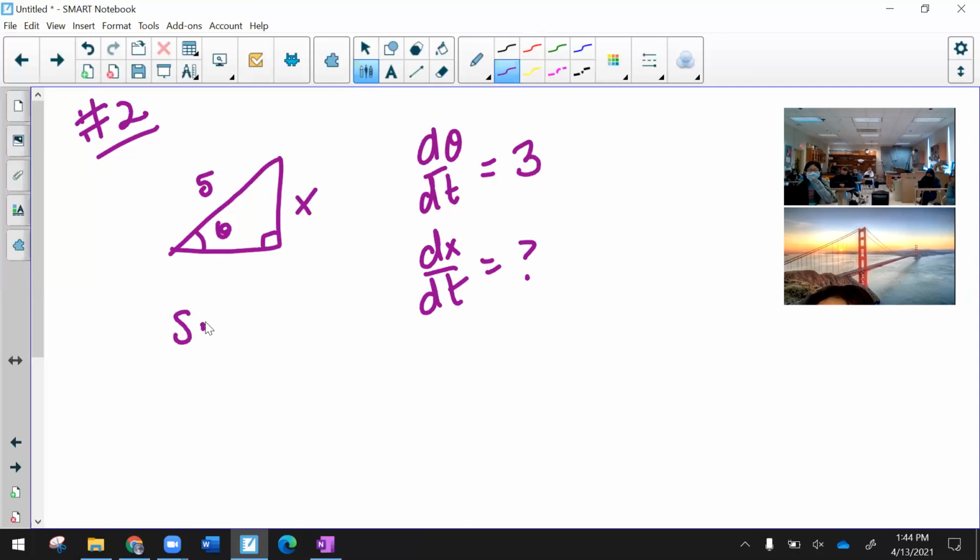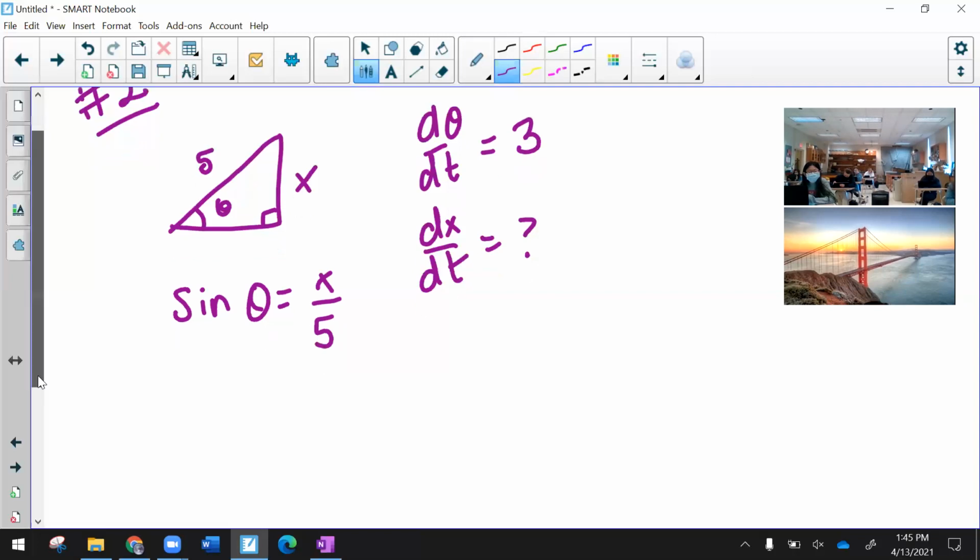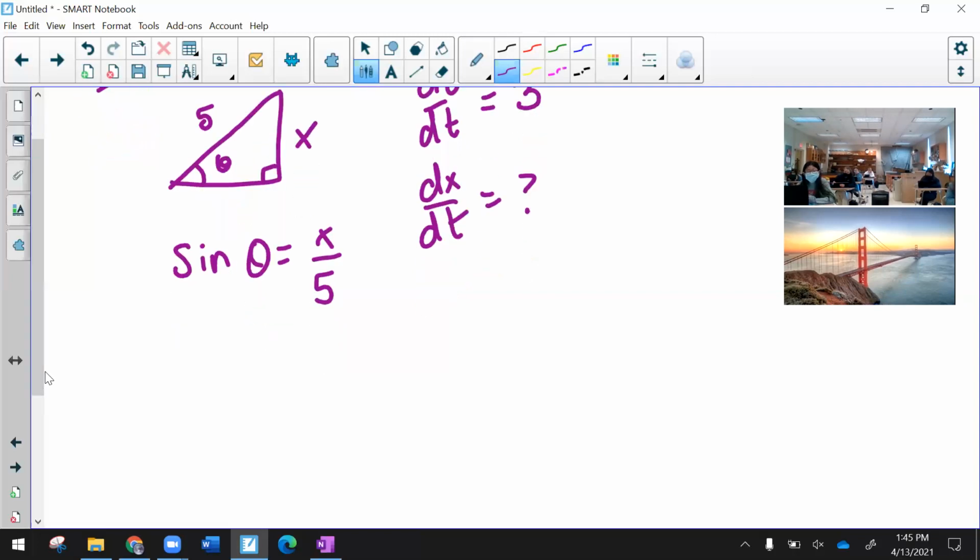Dagny. Okay, so sine theta is equal to x over 5. Okay. And then I take the derivative of both sides with respect to time. So that means I'm going to be using what I would call implicit differentiation. Okay. So I'm going to take the derivative of sine theta with respect to theta. And what's that going to be, the derivative of sine theta?